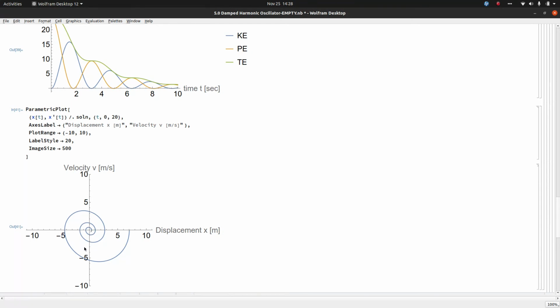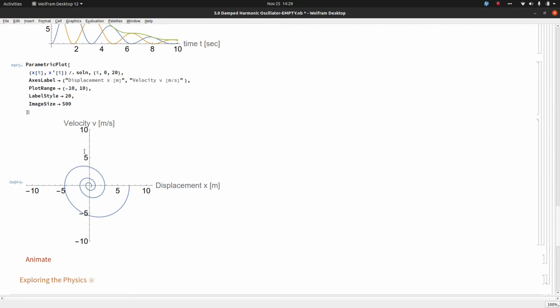These phase plots can be interesting to look at. They can give you some nice, interesting physics that shows up there. So they can be fun to play around with as well.